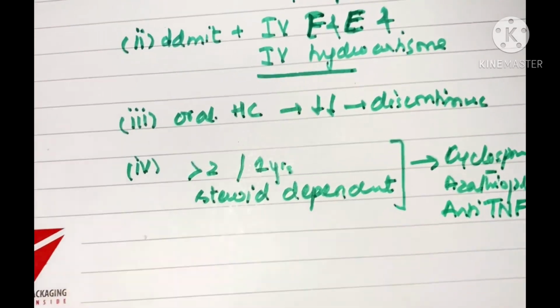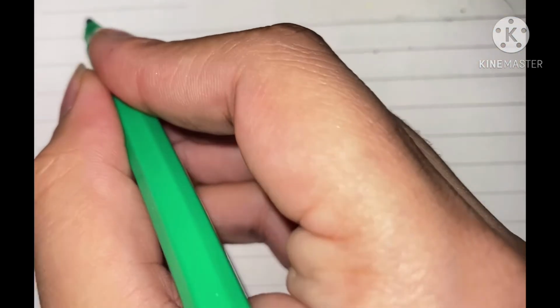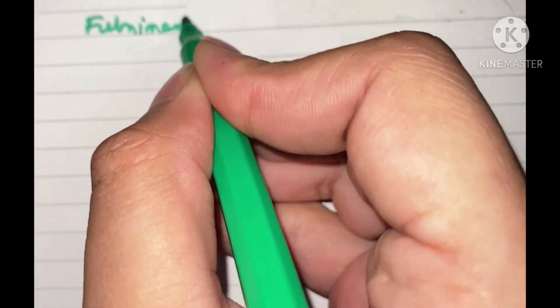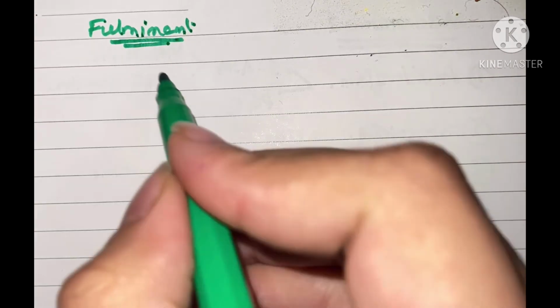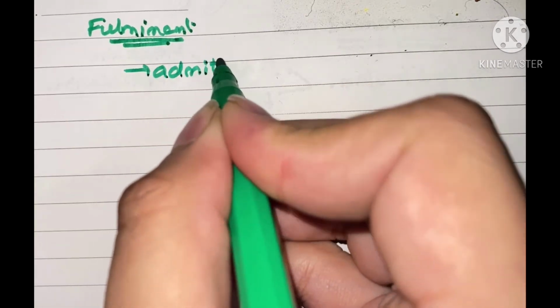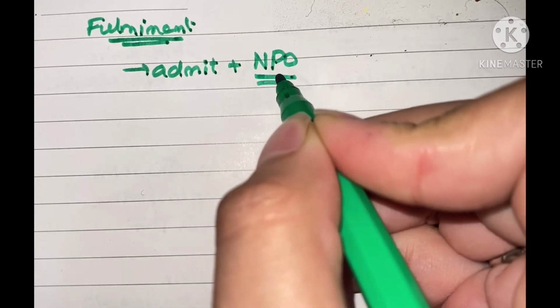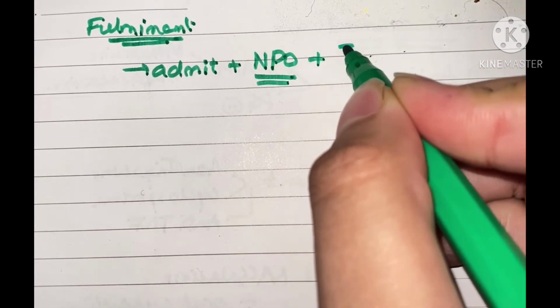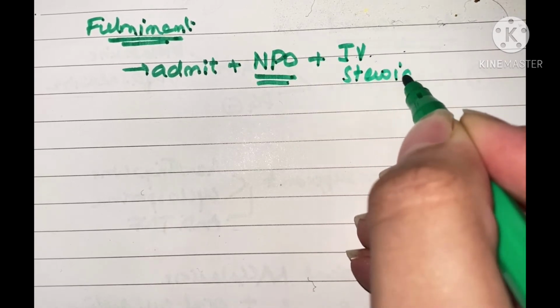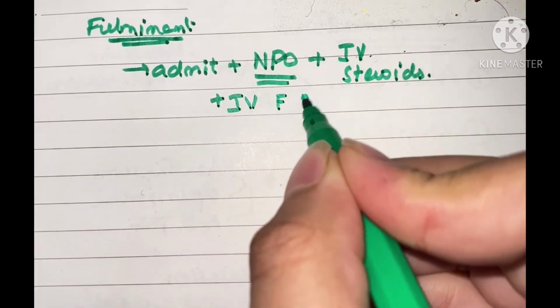This was the treatment for severe disease. Further moving on, how will we treat a patient who has fulminant disease? We discussed before that in fulminant disease complications will develop in the patient. Now in fulminant disease we'll take aggressive measures: we'll immediately admit the patient, closely monitor the patient, make the patient NPO, nothing per oral, and start the medications. We'll give IV steroids, plus of course IV fluids and IV electrolytes.